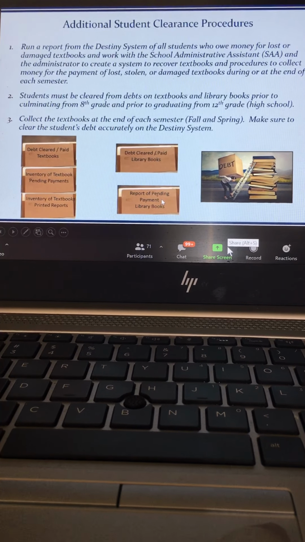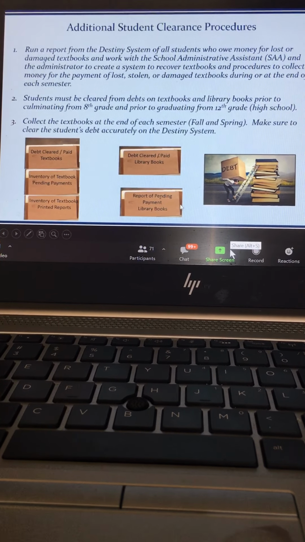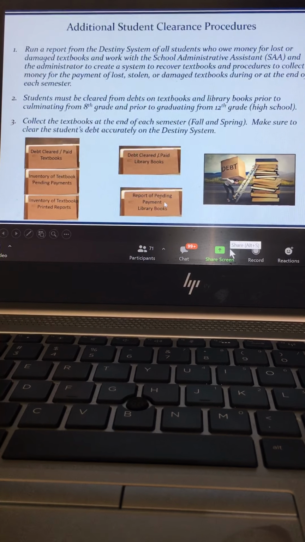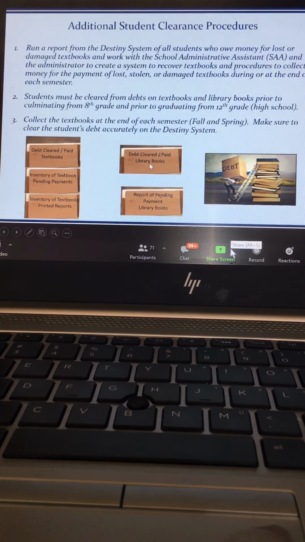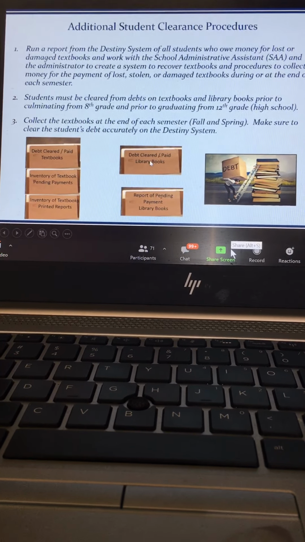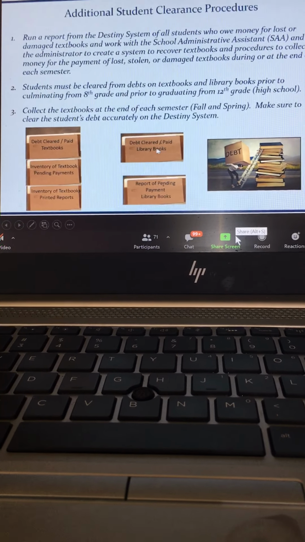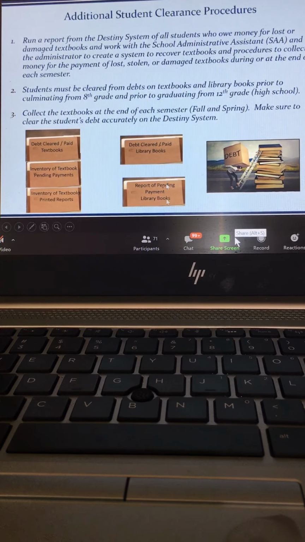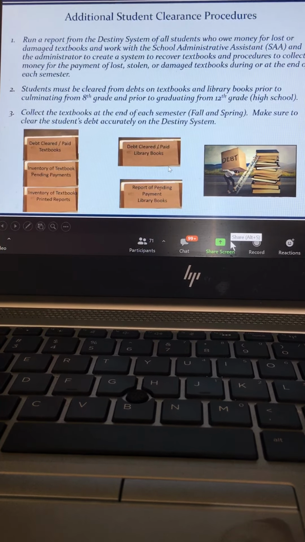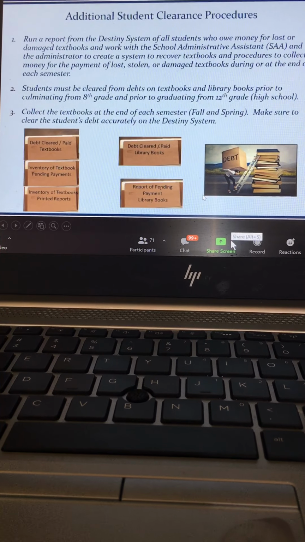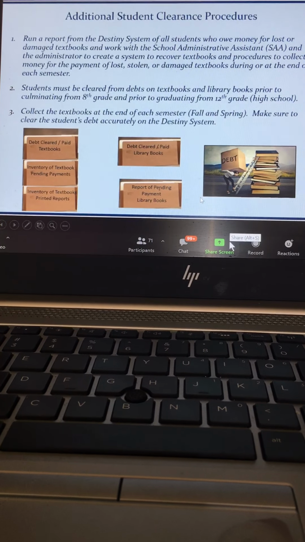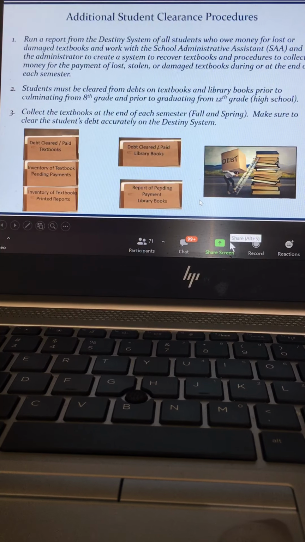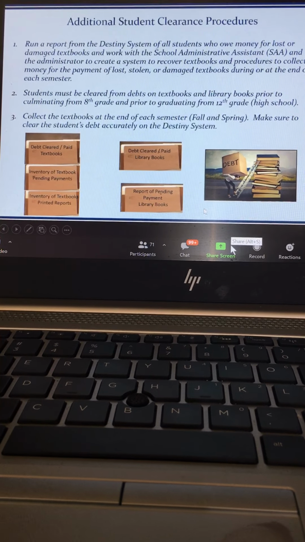Also, some schools have a librarian. Maybe the librarian will have a pending payment file for library books and another folder or file for cleared debts from library books. These are some suggestions for you to share even with your librarian, in case the librarian doesn't have a good system of keeping track of the lost or damaged library books.